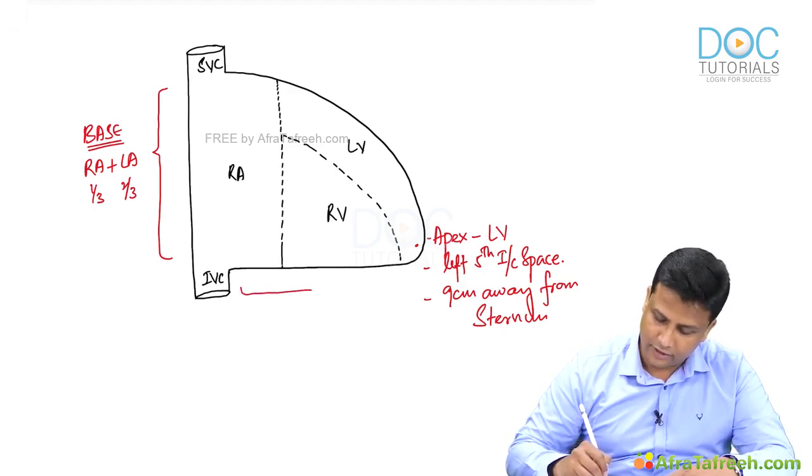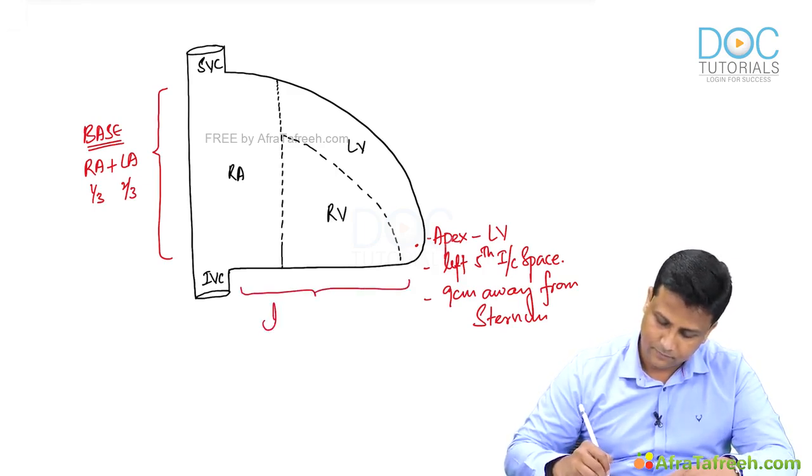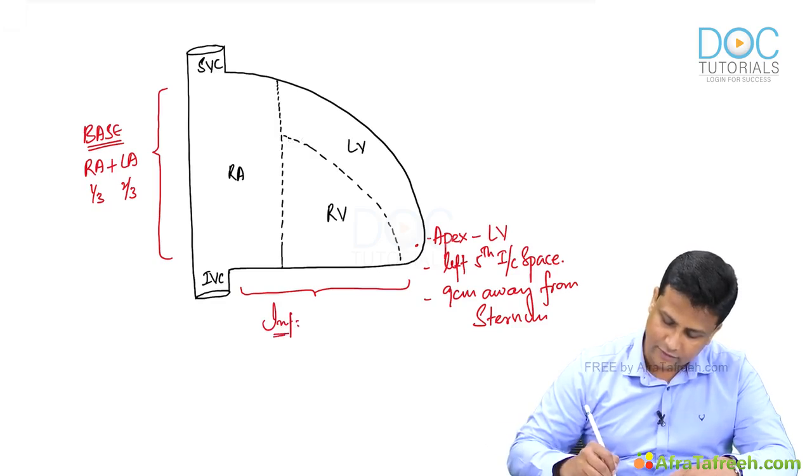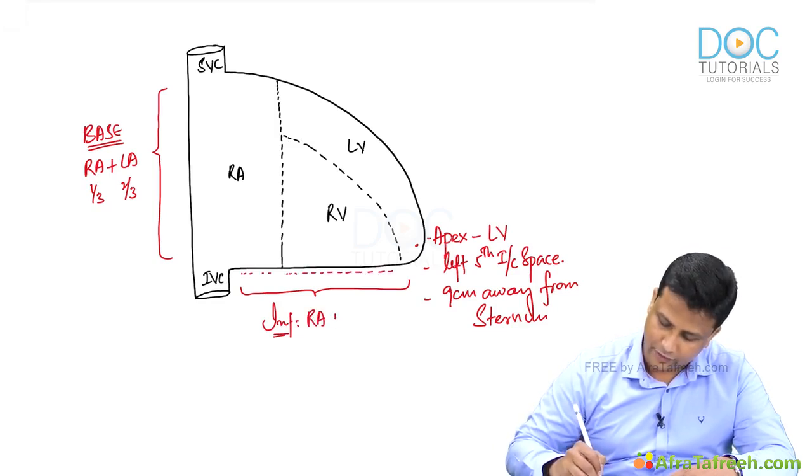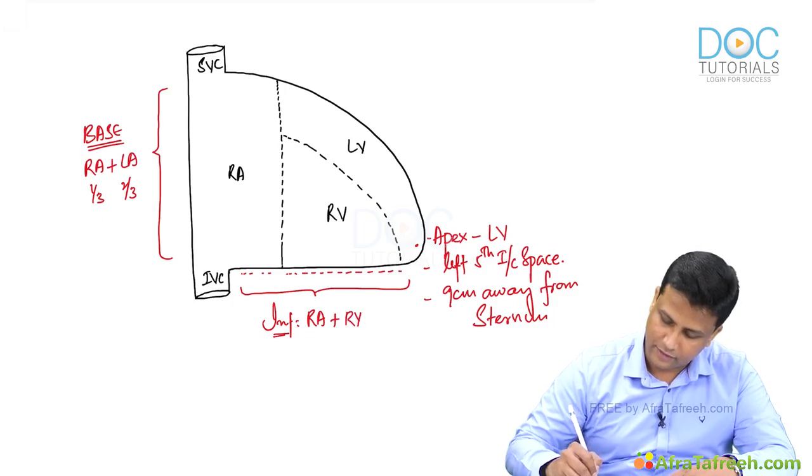Now, what is forming the inferior surface of the heart? You can just look at my diagram and tell me, guys. The inferior surface of the heart partly will be contributed by the right atrium, partly by the right ventricle, as well as a little bit of contribution from the left ventricle also.